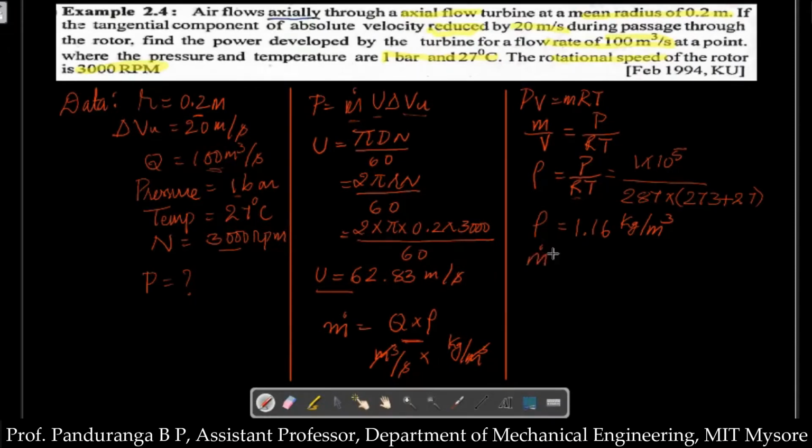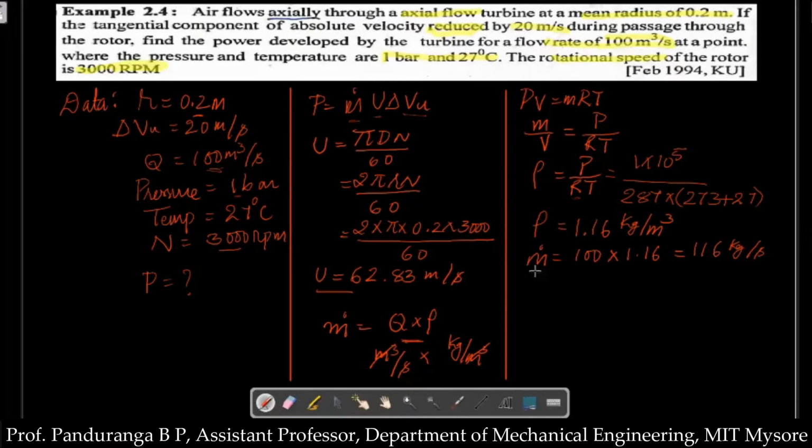Okay, now multiply that with the discharge. So mass flow rate is given by discharge, 100 meter cube per second, multiplied by 1.16 kg per meter cube, which will give us the mass flow rate, and that is equal to 116 kg per second. Very good. 116 kg per second.